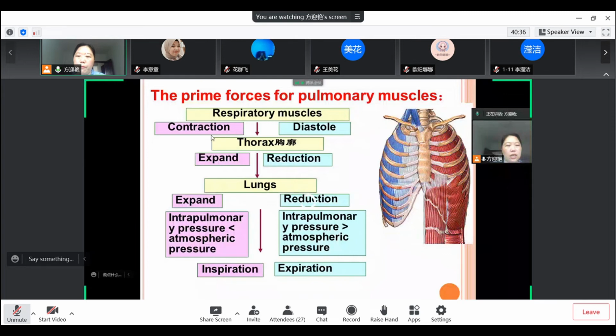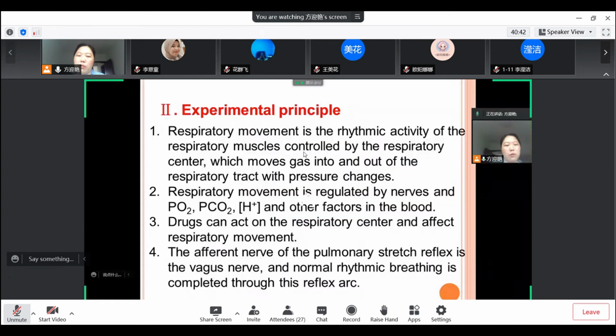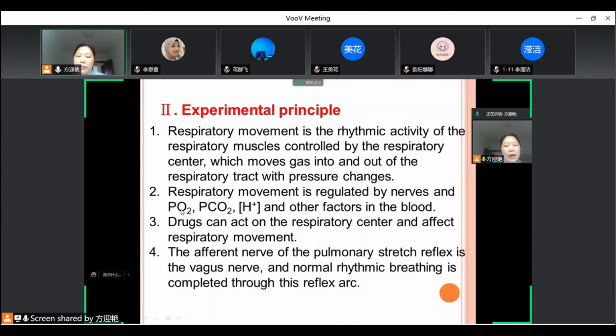The principles that we talked about first: the respiratory muscles are controlled by the respiratory center, which moves the gas into the blood, including oxygen and carbon dioxide, and also the hydrogen ions. Then there are factors that regulate and affect respiratory movement, such as the pulmonary stretch reflex and the vagus nerve.